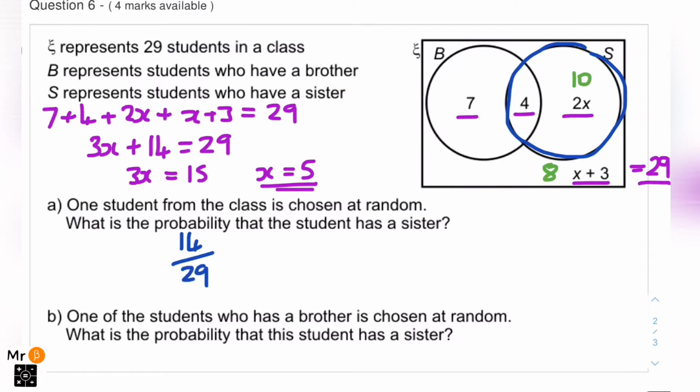And part B, it says one of the students who has a brother is chosen at random. So we know straight away that it's narrowed down just to our brother circle because we are told that he has a brother. What is the probability that they have a sister? So in this case, we have only got 4 out of 11 because there's only 4 who have both a brother and sister out of a total of 11 in that brother circle.